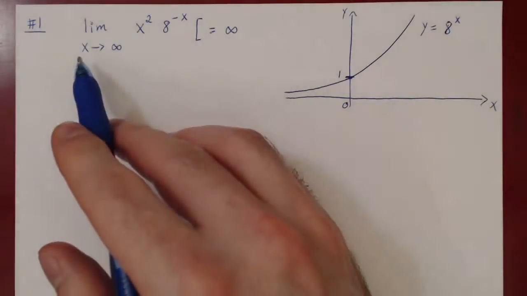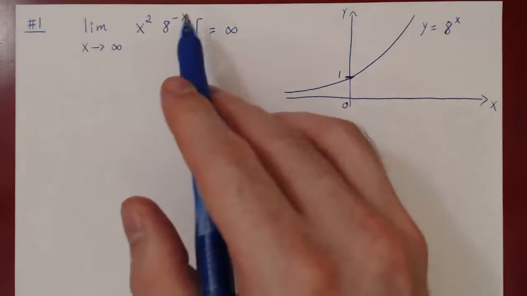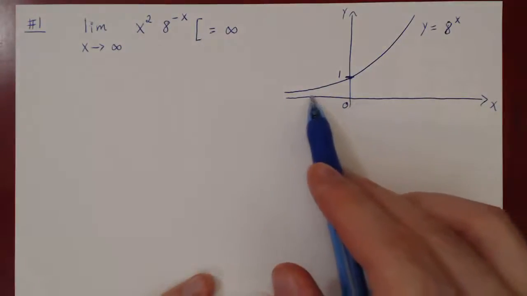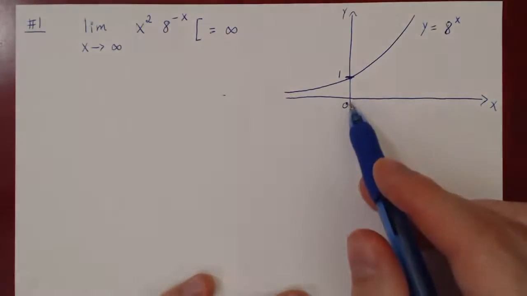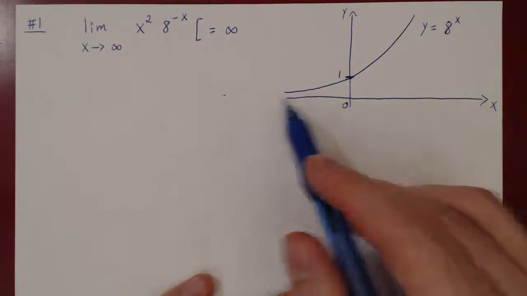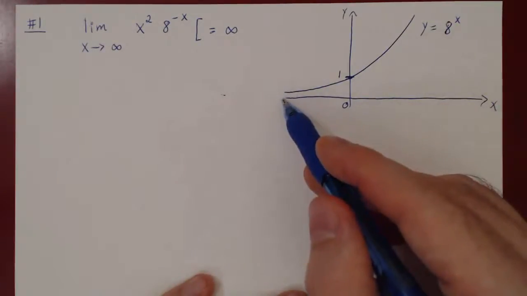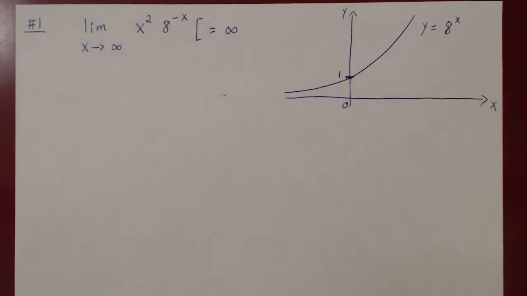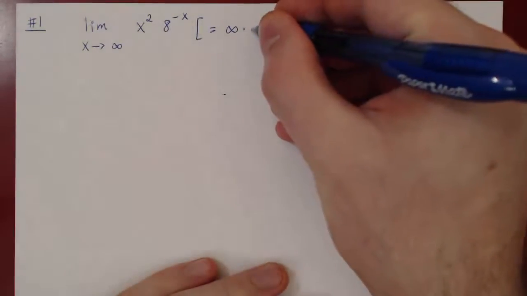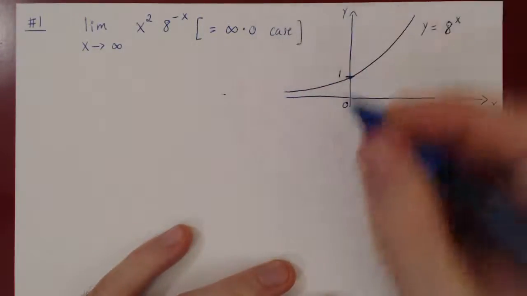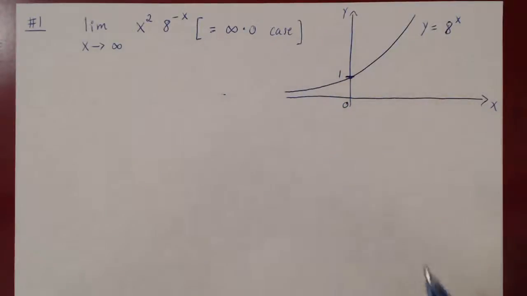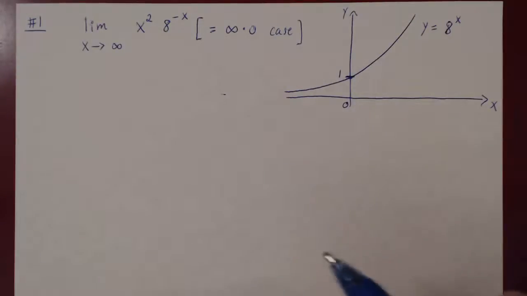So here, as x goes to infinity, negative x goes to negative infinity. And if you take 8 to a power that goes to negative infinity, you see the exponential function base 8 actually approaches 0. So we have here an infinity times 0 case. And as this stands, we cannot use L'Hopital's rule directly here. We can only use L'Hopital's rule directly if we have a 0 over 0 case or infinity over infinity case.